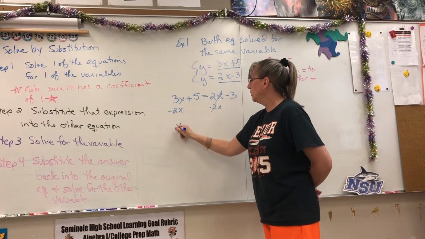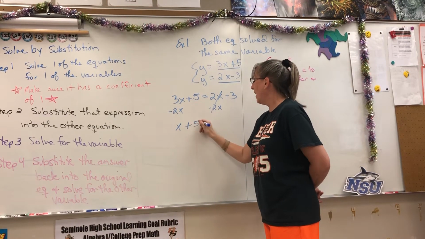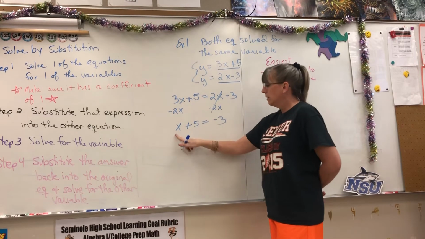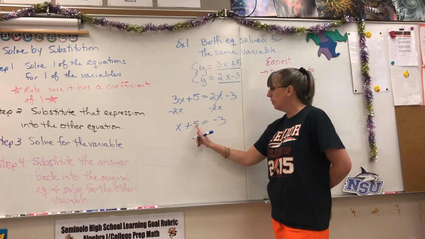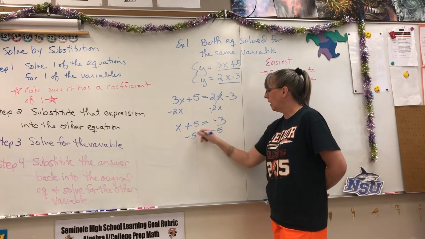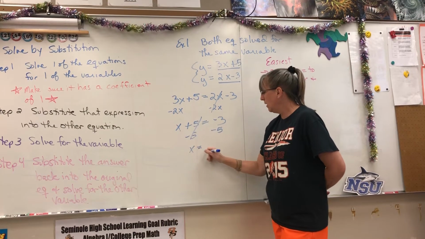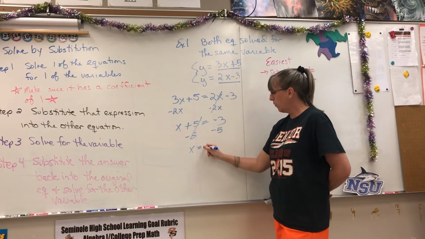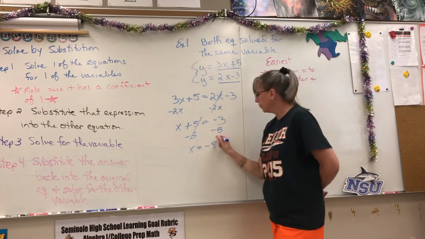3 minus 2 is 1. Bring down everything else. Since I'm solving for x and 5 is being added to x, I'm going to subtract 5 off of both sides. And x equals negative 3 minus 5, which gives me negative 8.